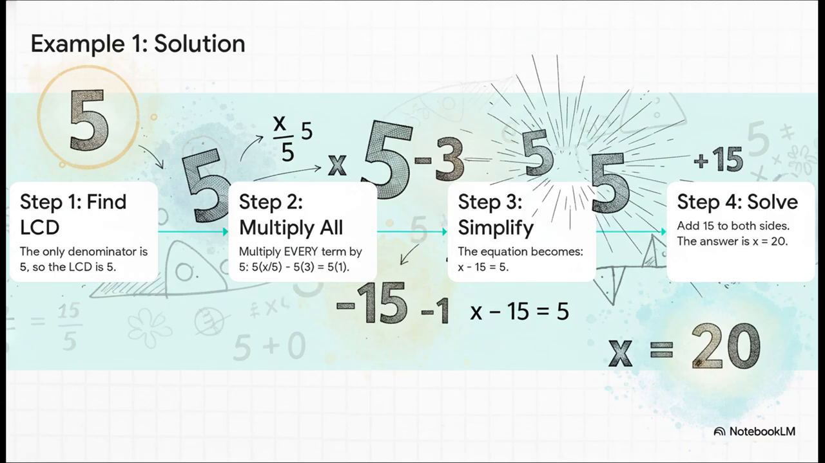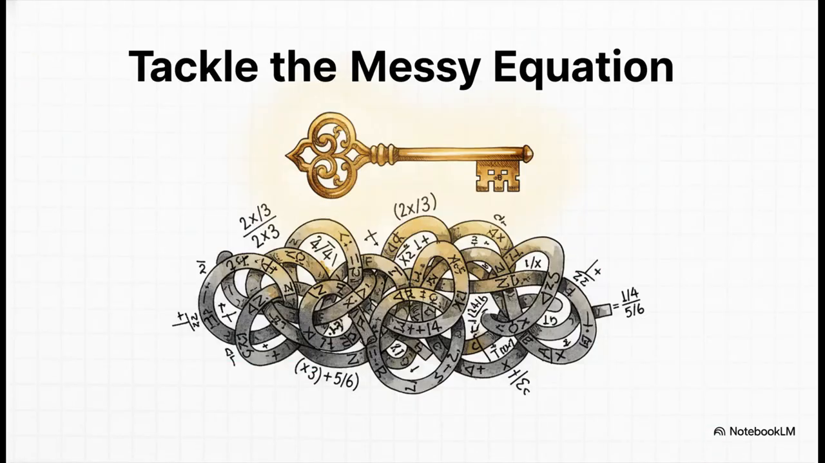All right, so step 1, find the LCD. That's easy, it's 5. Now here's the crucial part. Step 2, we multiply every single term by that 5. The 5 cancels out the denominator in that first term, leaving us with just x. But, and this is key, we also have to multiply the whole numbers. The minus 3 becomes minus 15, and the 1 on the other side becomes 5. From there, it's just a simple 2-step equation, and boom, x equals 20. See? Easy.